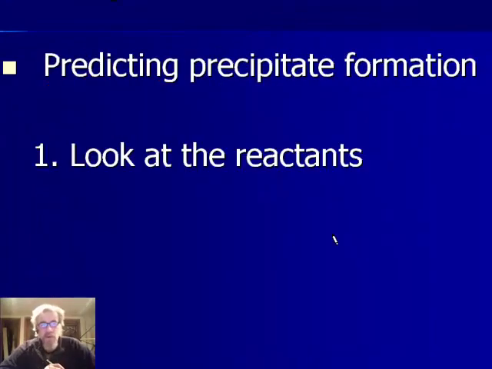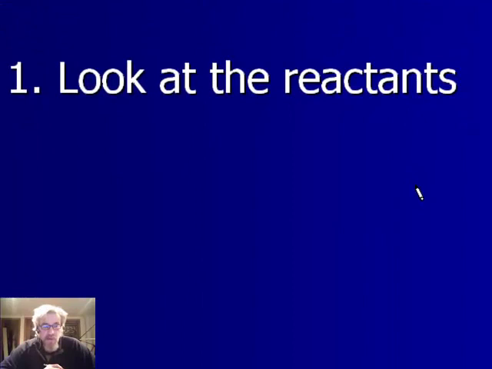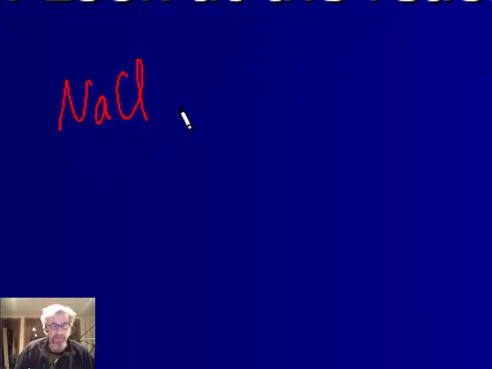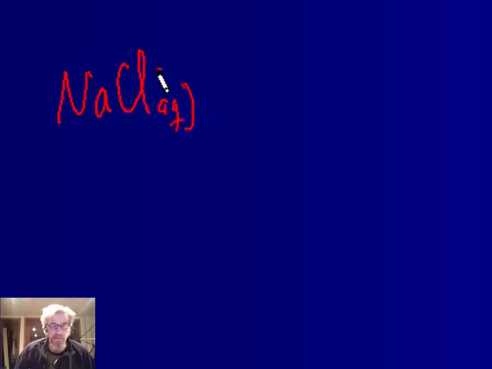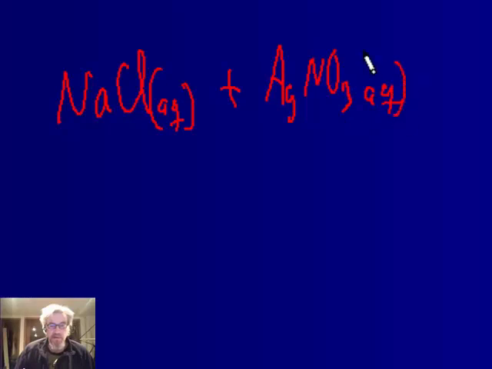Now, once you know about these solubility rules, you have the ability to make decisions about if a precipitate is going to form or not. So the first thing you want to do is look at the reactants. Find out what ions are present in a solution mixture. So imagine the ionic compounds that are being mixed together, splitting up into cations and anions, and just find out what cations and anions are there. So let's say we were doing this one. NaCl, aqueous, reacting with AgNO3, aqueous.